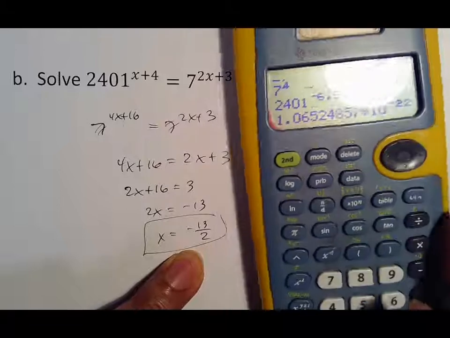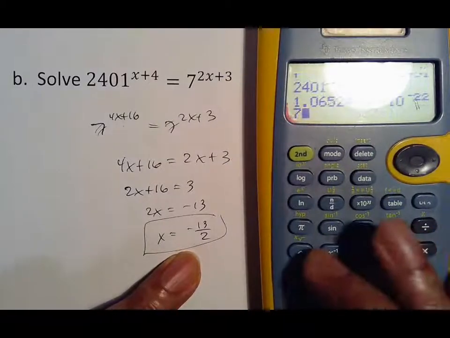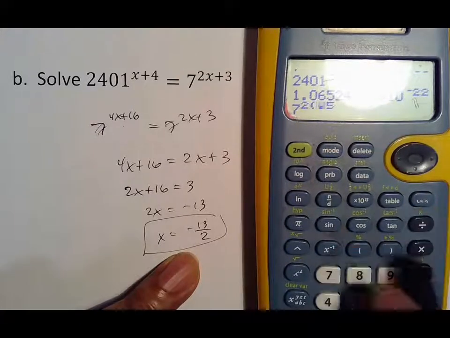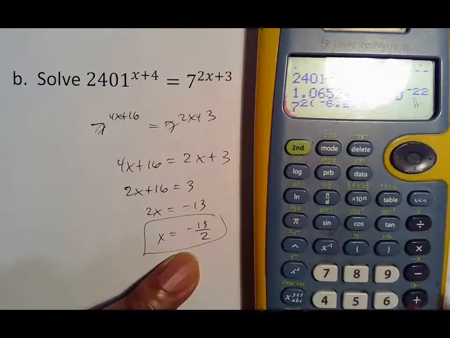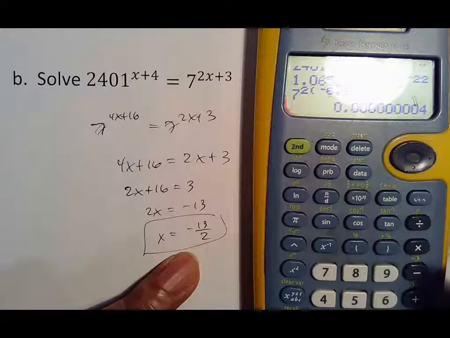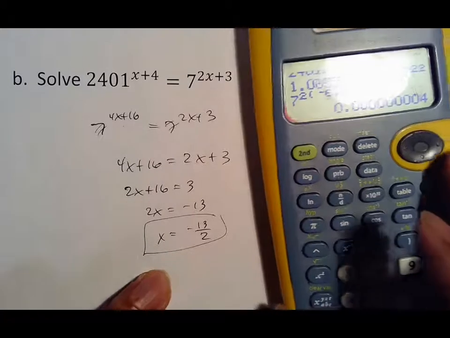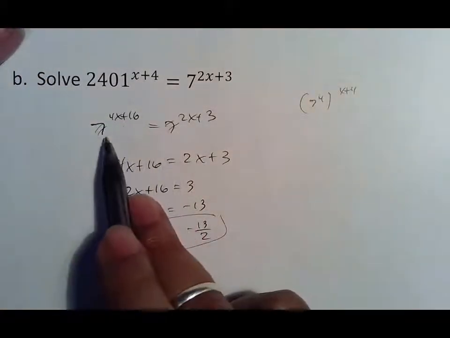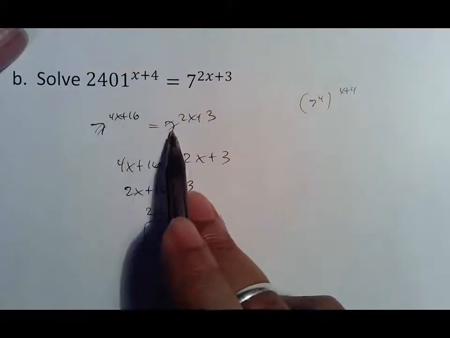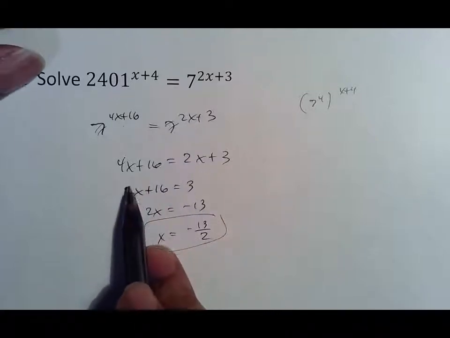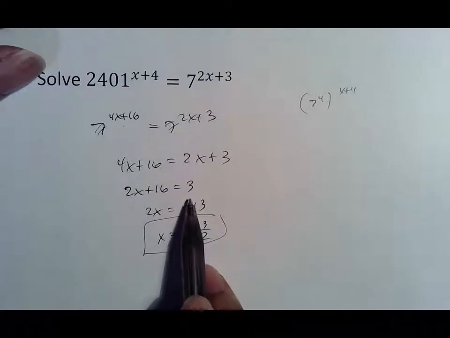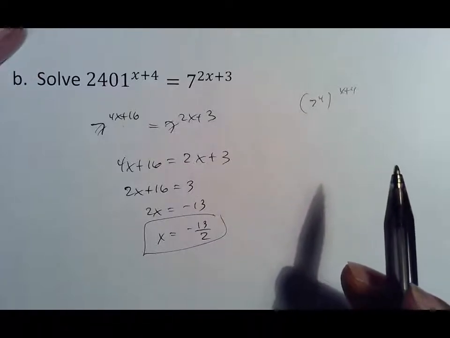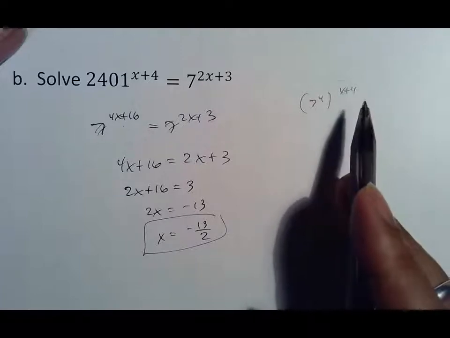Equals that number. 7 to the negative 6.5, I'm sorry, 2 times negative 6.5 plus 3 is, of course, that's how that works. So what did I do? This is 7 to the 4th. That is 7 to the 2x plus 3. That moved over there, made 16. That moved over there, made 13. 16 over 13 over 2 was right. 4, 16.